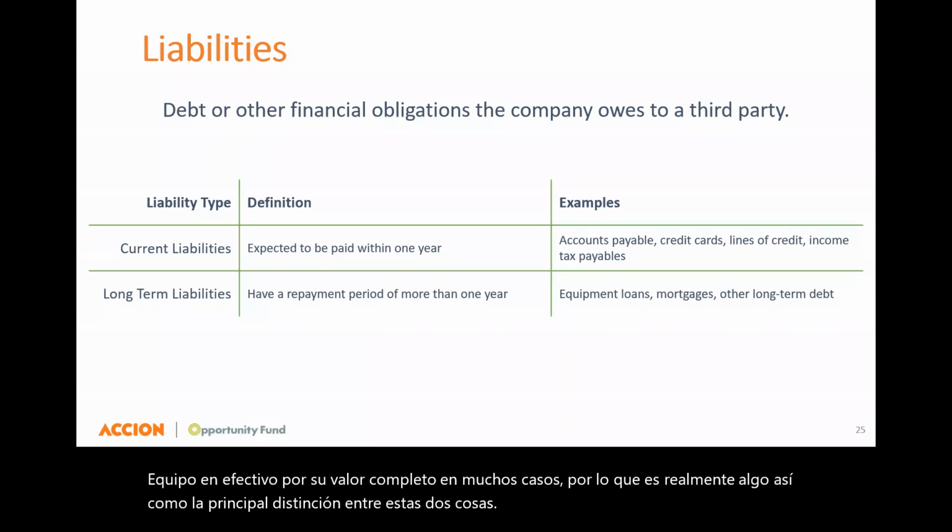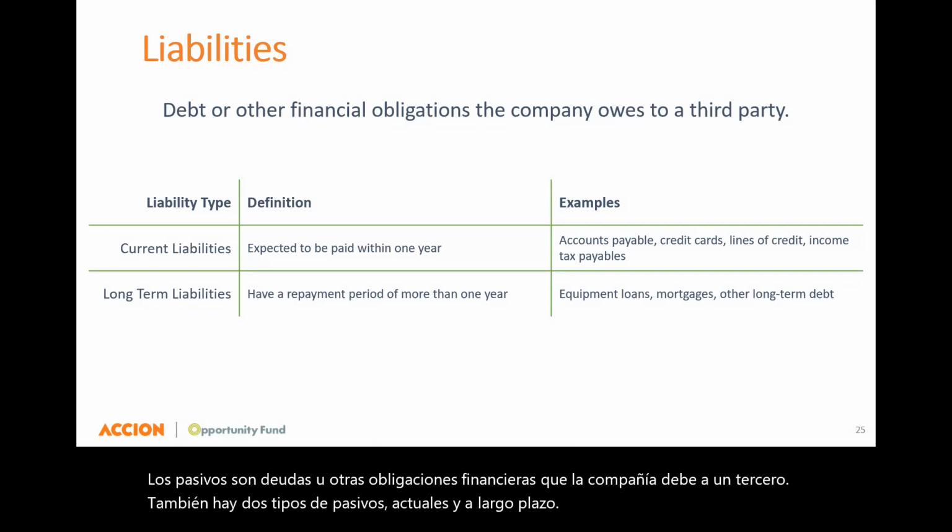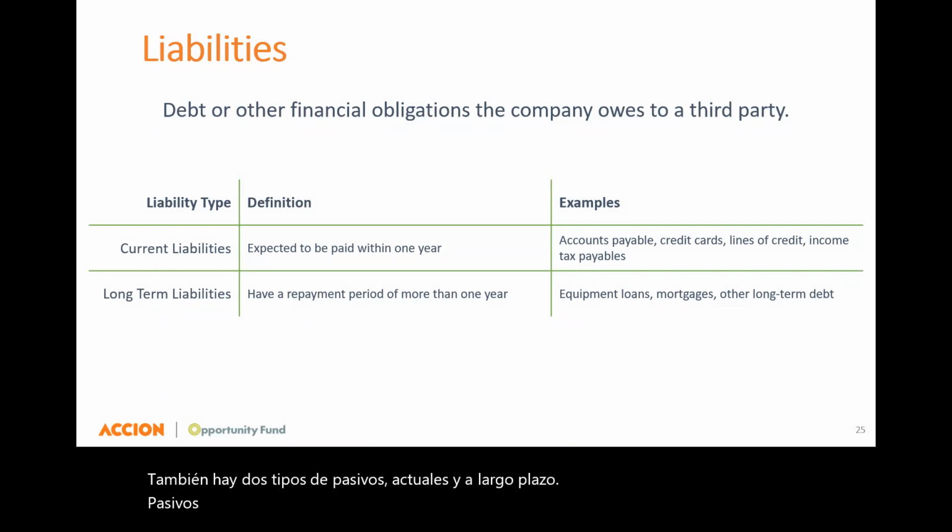Liabilities are debt or other financial obligations that the company owes to a third party. There are two types of liabilities as well, current and long-term. Current liabilities are anything that you expect to pay within a calendar year or within a year. These could be accounts payable.